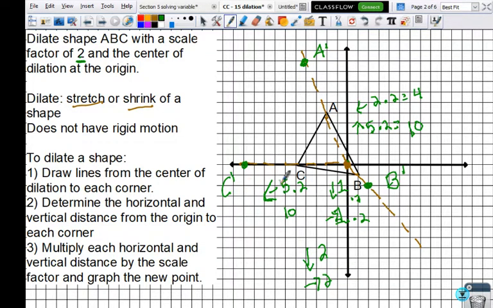And the only thing I have left to do is just connect my dots. Which, because this is kind of a big shape, it's not going to look perfect, and that's fine. So this is my dilated shape. We dilated it with a scale factor of 2, and my center of dilation was the origin. That's it. So we're just going to practice this today. This is all we're working on.